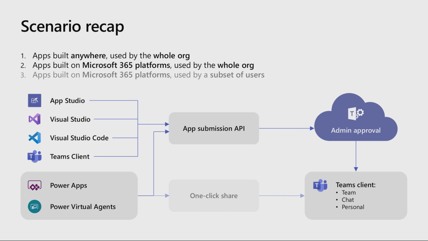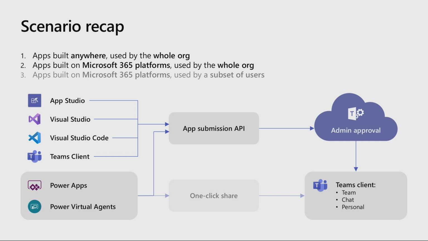So to recap everything that we just talked about, we have a very generic Graph API focused submission feature set that allows you to build an app using any technology or framework you choose and IDE extensions or the Power Platform itself submit apps into production and allow admins to approve those apps to the Teams client. So this satisfies scenarios for apps built anywhere and intended to be used by the whole organization, or apps built on Microsoft 365 development platforms like the Power Platform.